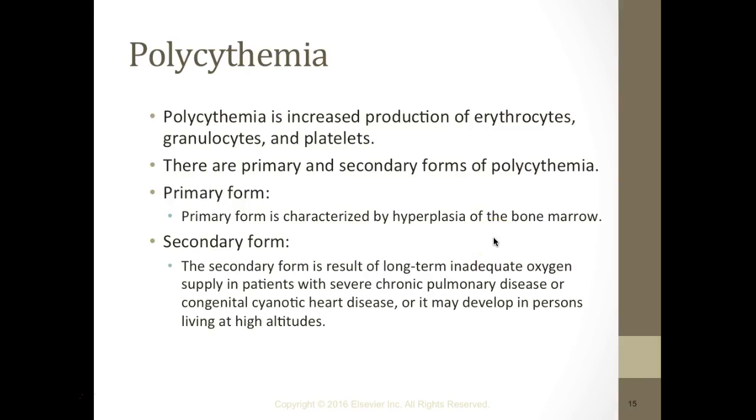Okay, polycythemia is an increase in production of erythrocytes, granulocytes, and platelets. There are primary and secondary forms. The primary form is characterized by hyperplasia of the bone marrow. The secondary form is a result of long-term inadequate oxygen supply in patients with severe chronic pulmonary disease or congenital cyanotic heart disease, or it may develop in persons living in high altitudes, which I found very interesting.